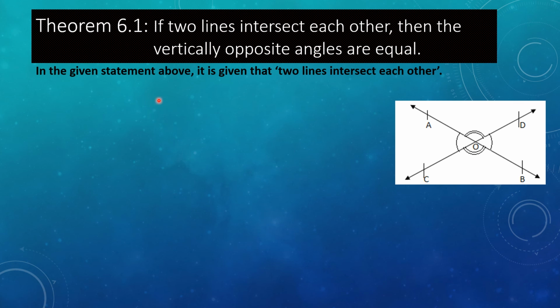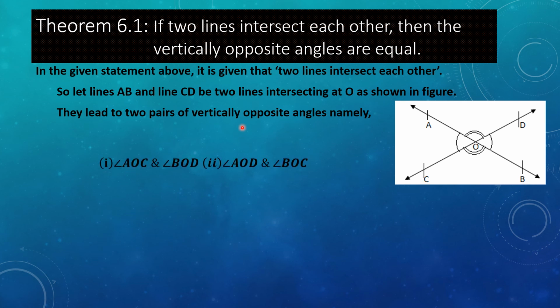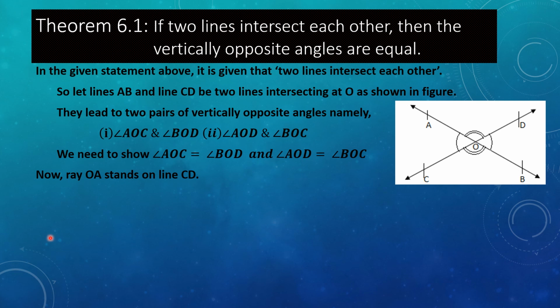So in the given statement, it is given that two lines intersect each other. So let AB and CD intersect each other at O. Next, this leads to two pairs of vertically opposite angles, namely AOC and BOD, and AOD and BOC. Now we have to show that AOC is equal to BOD and AOD is equal to BOC. So now a ray OA stands on the line CD.